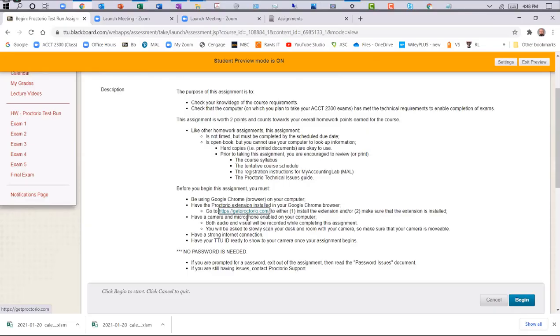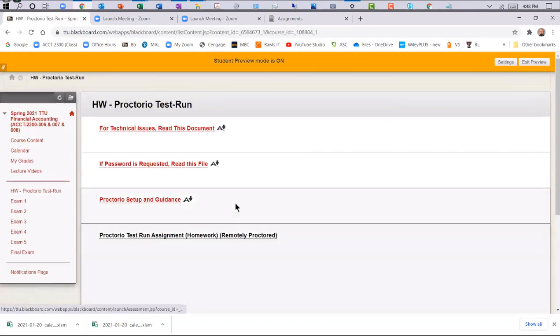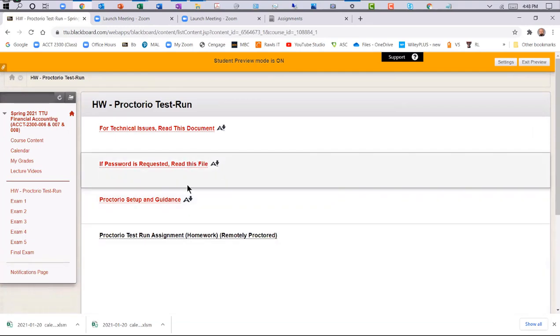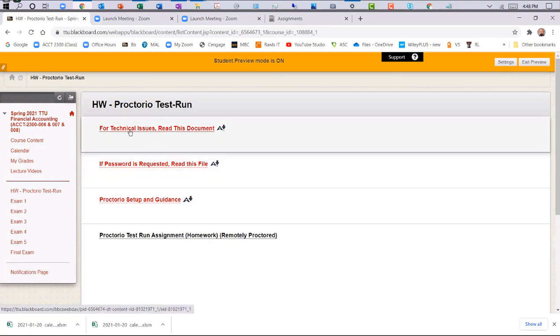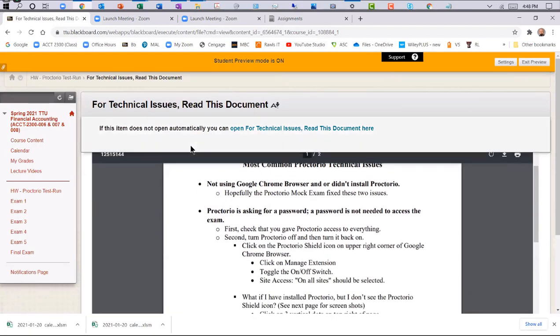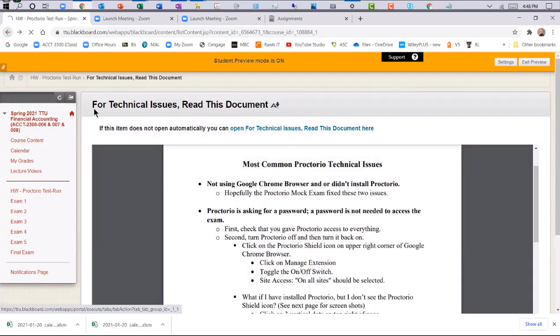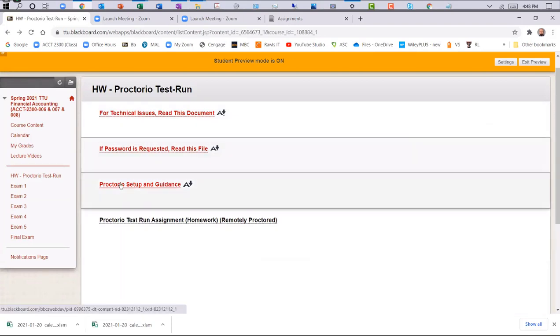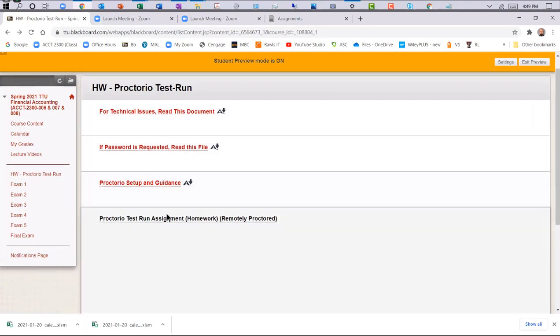You need to have the Proctorio extension installed in your Google Chrome in order to make that work. One of the most common issues people have is having a password required when they start it. Just to be clear, no assignments or exams in this class require a password. If you are prompted for a password, you need to debug that. So go into the technical issues document and follow the guides here, or go into the Proctorio guides themselves, which are also here too. You need to make sure your computer is working properly for that.